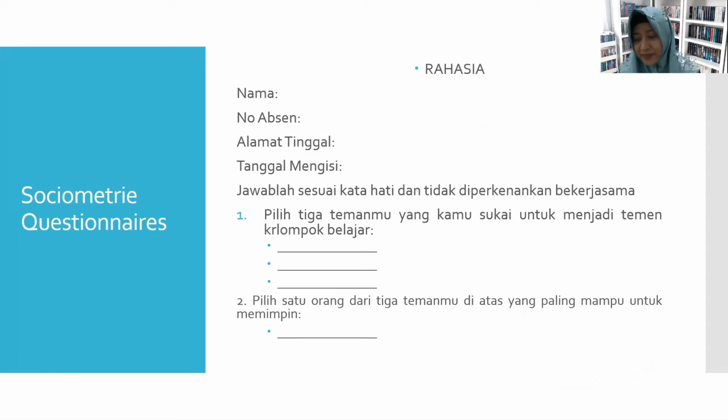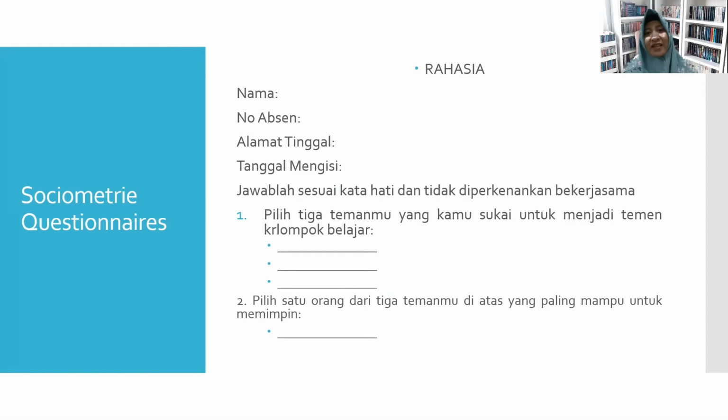Ladies and gentlemen, let's look at the slide. This is an example of a sociometric questionnaire that we use in the study. Name, attendance number, address, time. Students are asked to answer the question: choose 3 friends you like the most in the study group and select the one person who is most capable to lead.